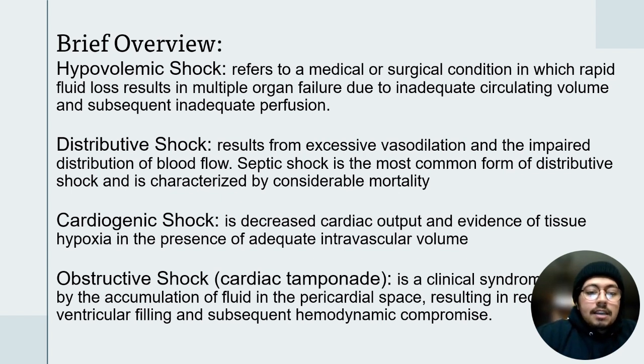And lastly is the obstructive shock, which would be a cardiac tamponade as one of our examples that we'll be talking about today. It is a clinical syndrome, and it is characterized by the accumulation of fluid in the pericardial space, or between that layer of the fluid of the lungs and heart, that space in between, resulting in a reduction of ventricular filling and subsequent hemodynamic compromise.